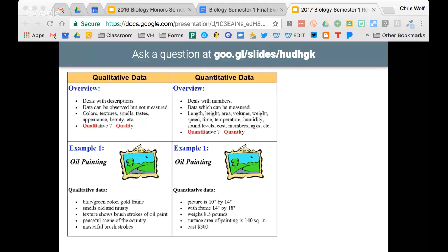If you look at this picture here, you have two examples of an oil painting. The qualitative data would be the color of it, the smell of it, the texture of it, the description of it. The quantitative data would be how big it is in inches or centimeters if you're really doing it in science class. The weight of it, surface area, those kinds of things will all be quantitative data.